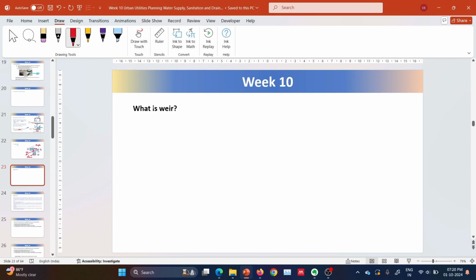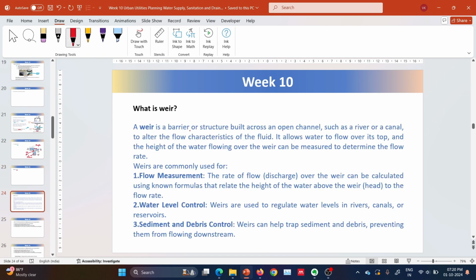And what is a weir? A weir is a barrier or a structure built across an open channel such as a river or canal to alter the flow characteristics of a fluid. It allows water to flow over its top, and the height of the water flowing over the weir can be measured to determine the flow rate.